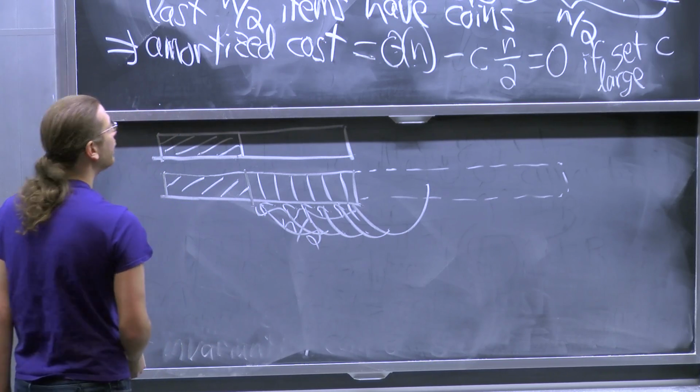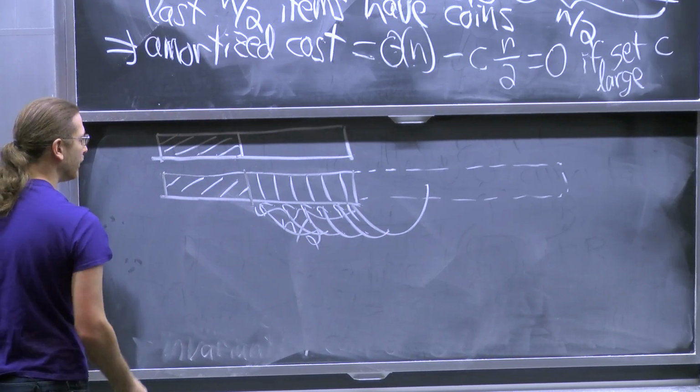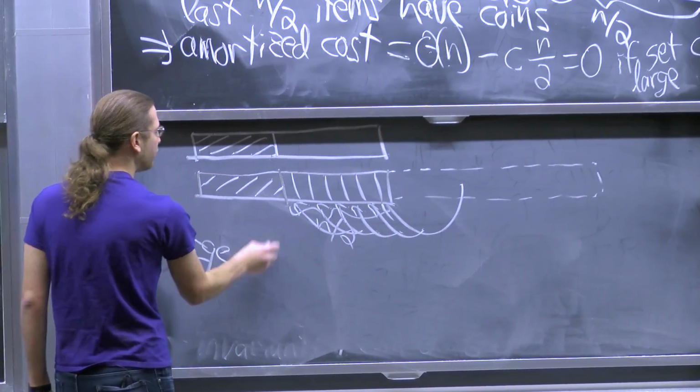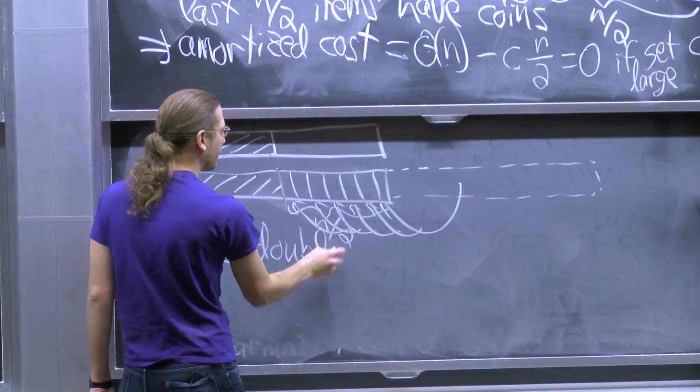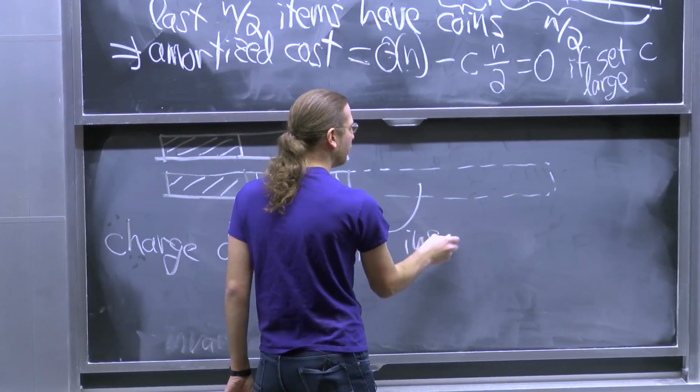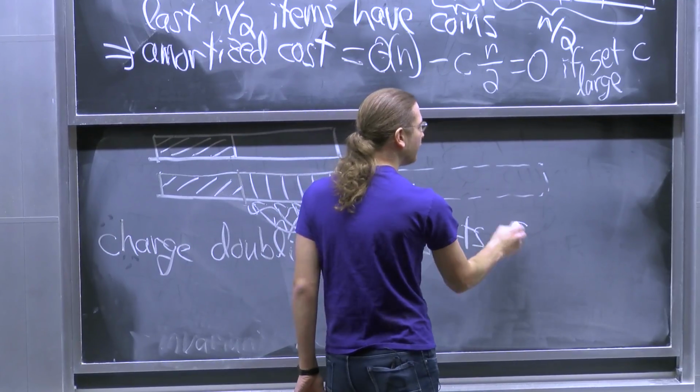It's looking very similar. But what I'm going to say is that when I double the array next time, I'm going to charge that doubling to those operations. Okay, in general, you can actually say this quite concisely. Whenever I do a doubling operation, I'm going to charge it to all the insertions since the last doubling.